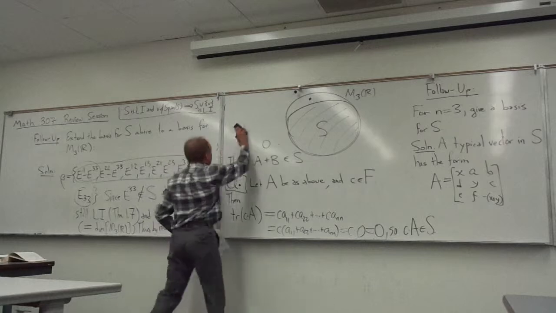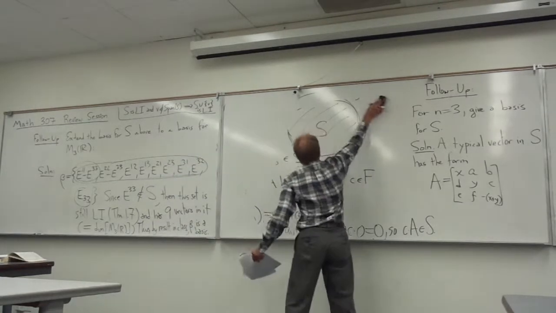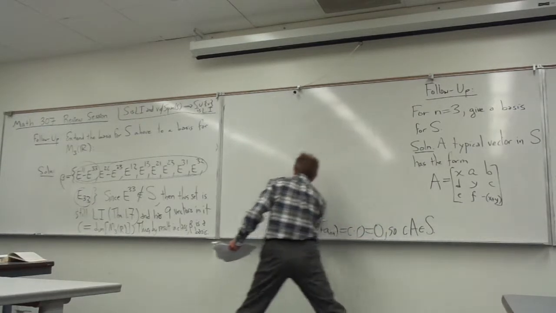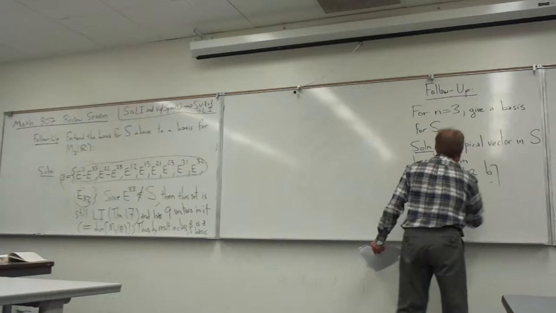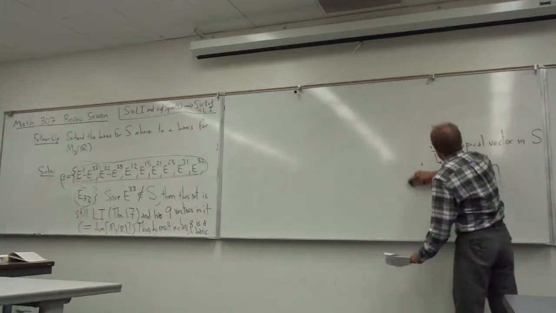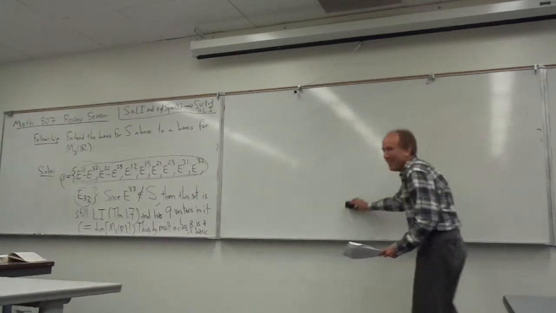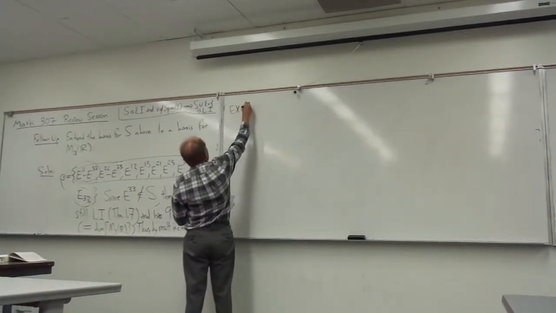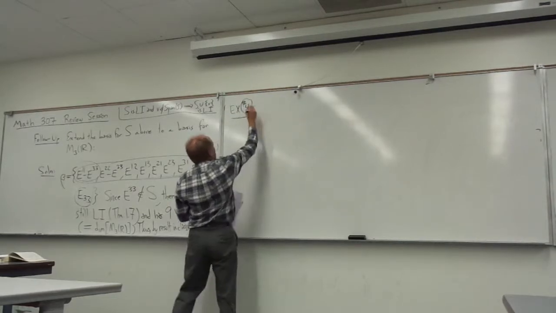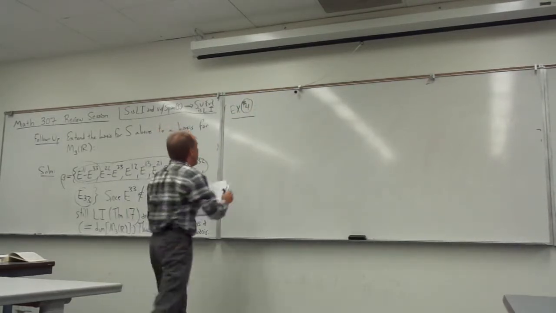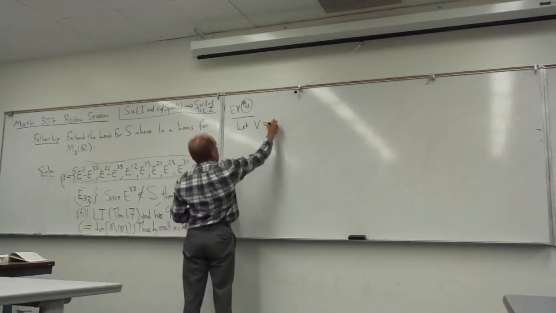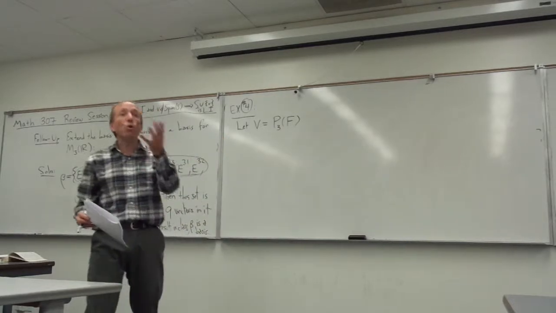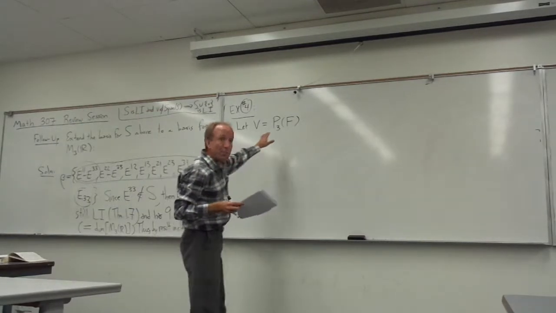Okay, let me give you another problem. Okay, let's try this one. Okay. So here's another example. Is this number 4? Yes. Okay. Number 4. Let's take V to be P3 of F. So I'm taking polynomials of degree 3 or less. Don't forget about the or less part.